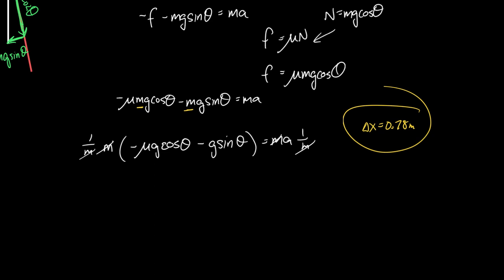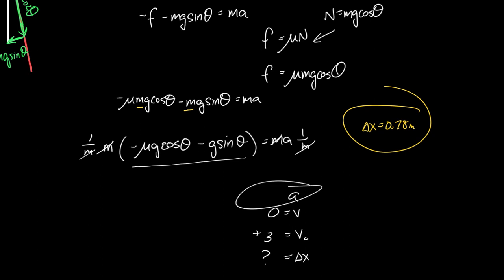Now you have all the numbers here to get the acceleration. And the acceleration works out to be negative because it points down the ramp. Once you have that, final velocity is 0, initial velocity is positive 3, find delta x. I'm pretty sure this comes out to be like 5 point something meters per second squared.